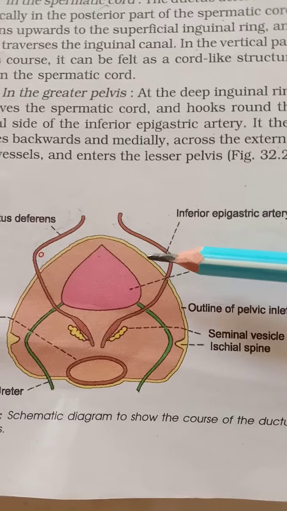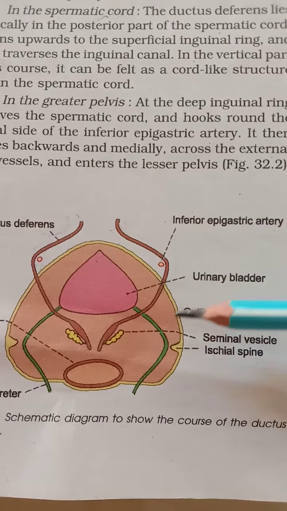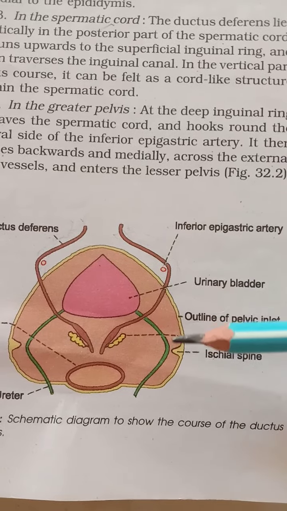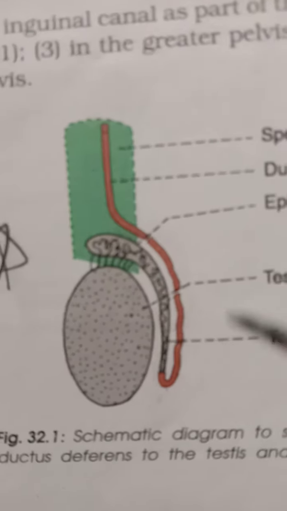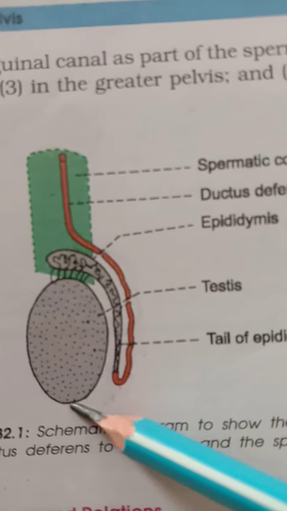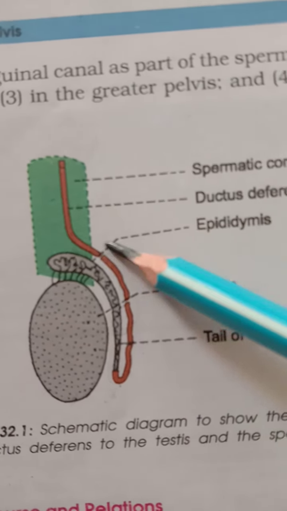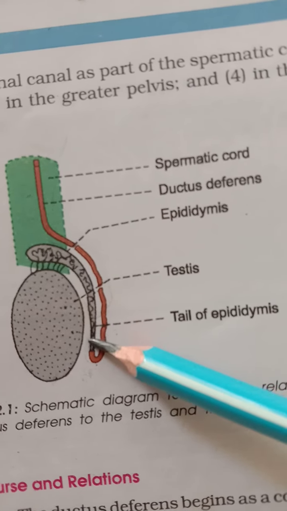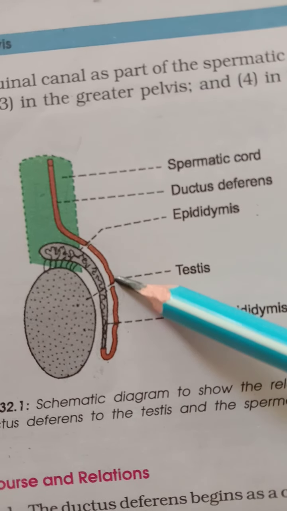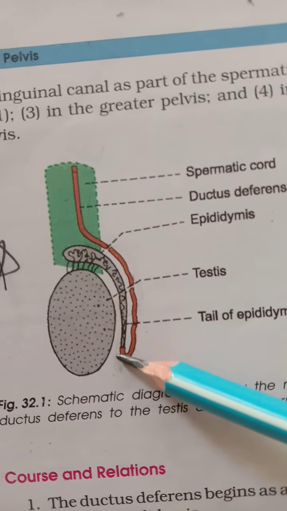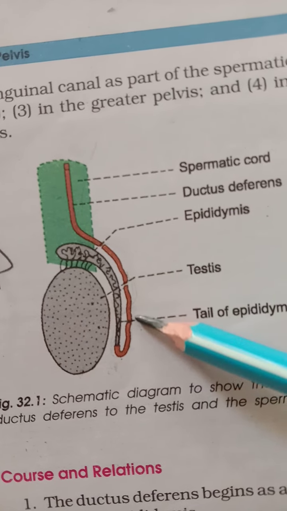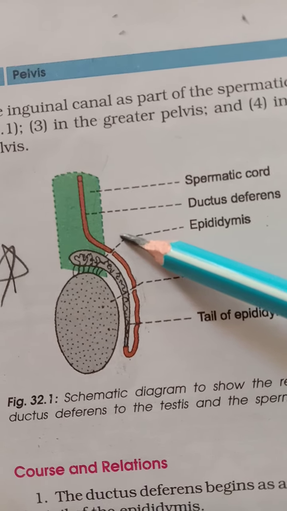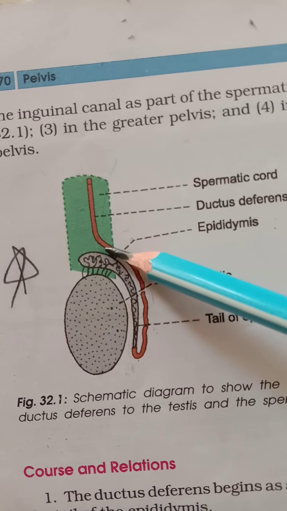So it begins from the inferior pole of the testis as a direct continuation of the duct of the epididymis. So here in this diagram you can see the inferior pole of the testis, this is the epididymis and this is the tail of epididymis. Then it ascends upwards behind the testes and medial to the epididymis.